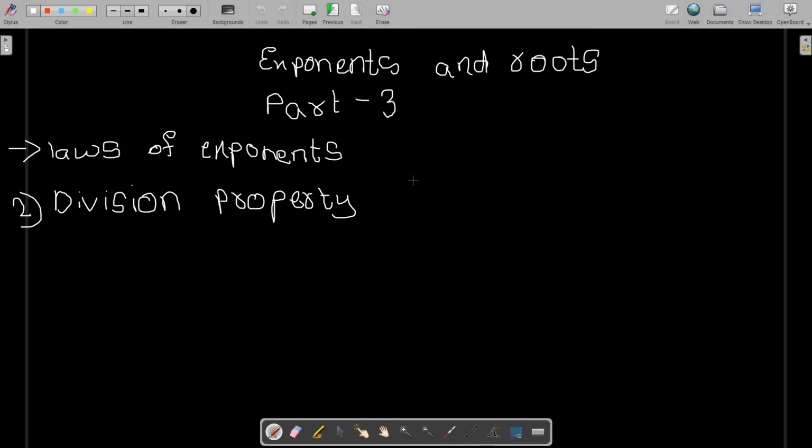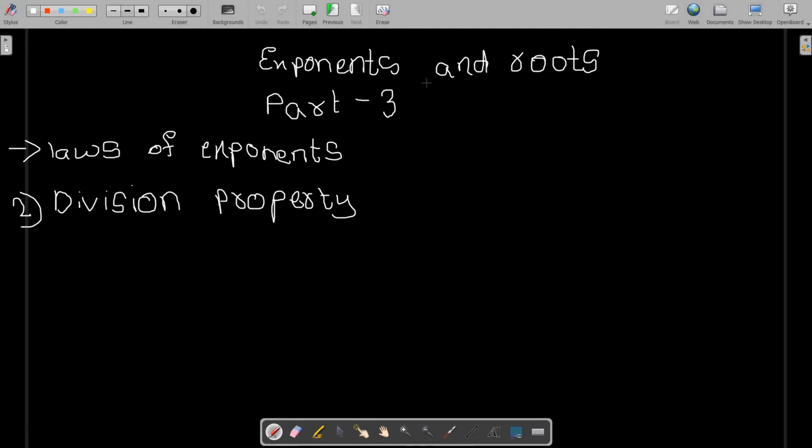This is Srivalli. In this session, I am going to explain the division property in the laws of exponents, in the chapter of exponents and roots. In the last session, I explained the multiplication property, and now I'm going to explain the division property.